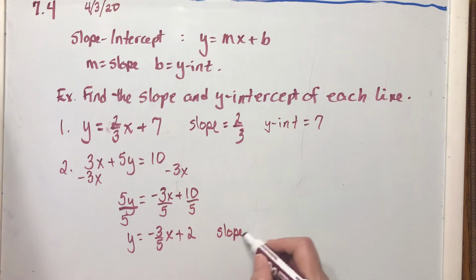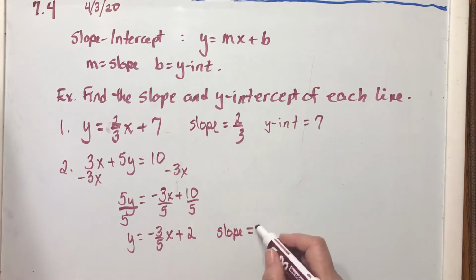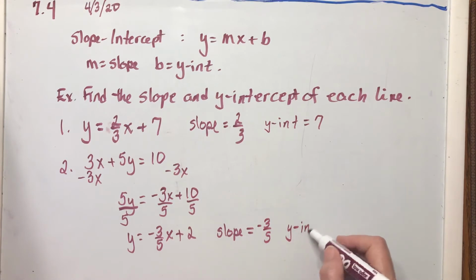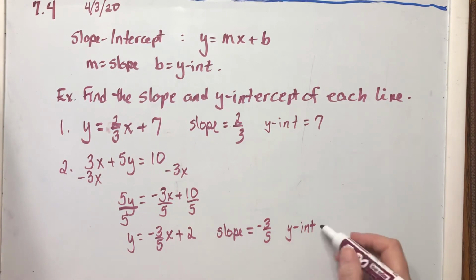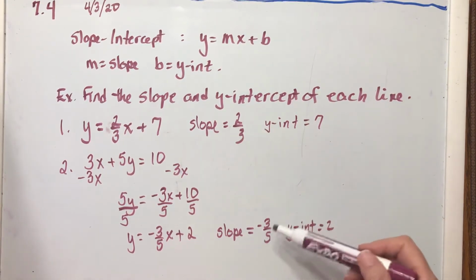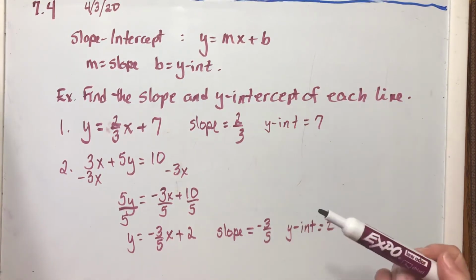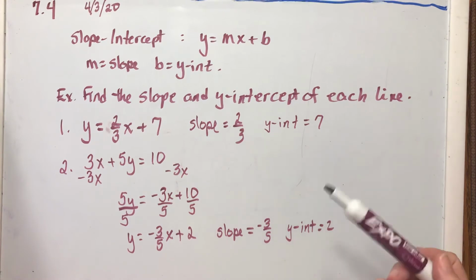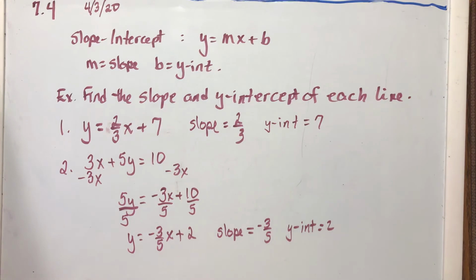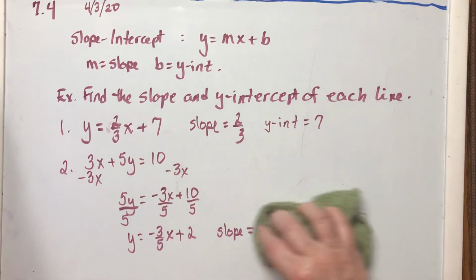So the slope is just that coefficient of x, so it's negative 3 over 5, and the y-intercept is just the constant at the end, so that's 2. So notice your slope could be positive, it could be negative, it could be fractions like we got, it could be whole numbers. Any type of real number could be the slope and the y-intercept. All right, let's look at one more example here.